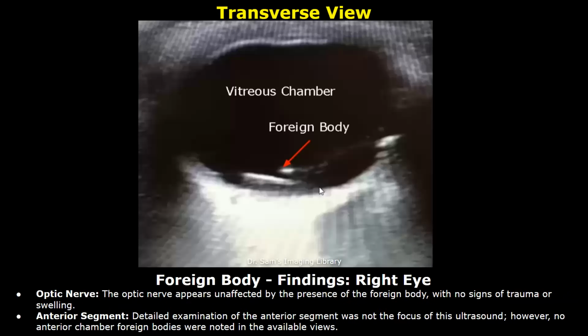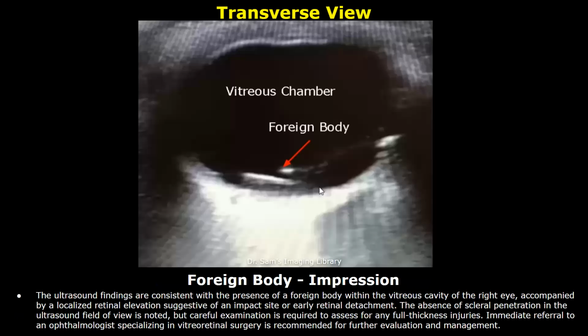The optic nerve appears unaffected by the presence of the foreign body, with no signs of trauma or swelling. Anterior segment: detailed examination of the anterior segment was not the focus of this ultrasound. However, no anterior chamber foreign bodies were noted in the available views.